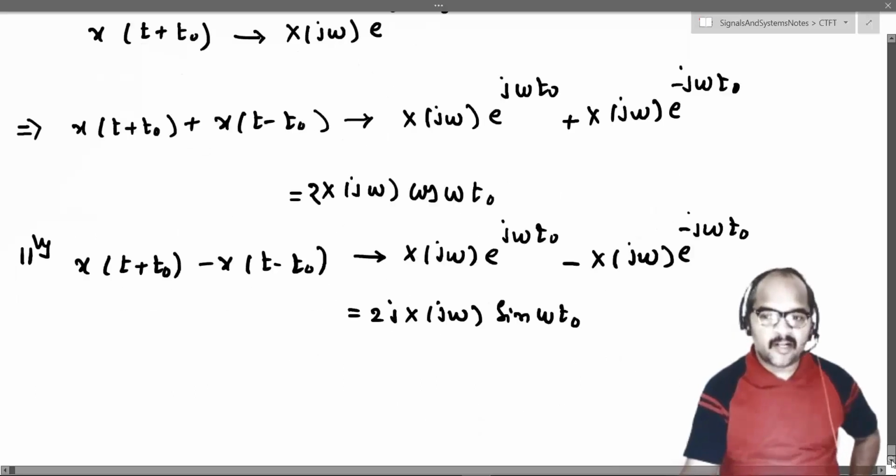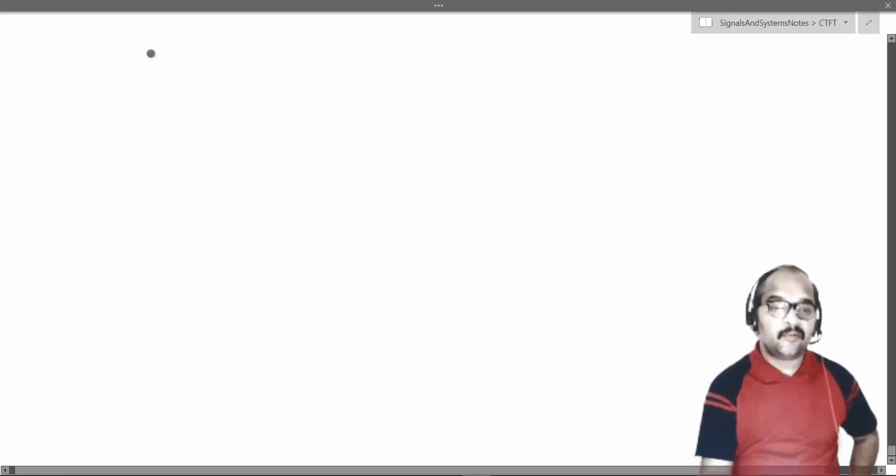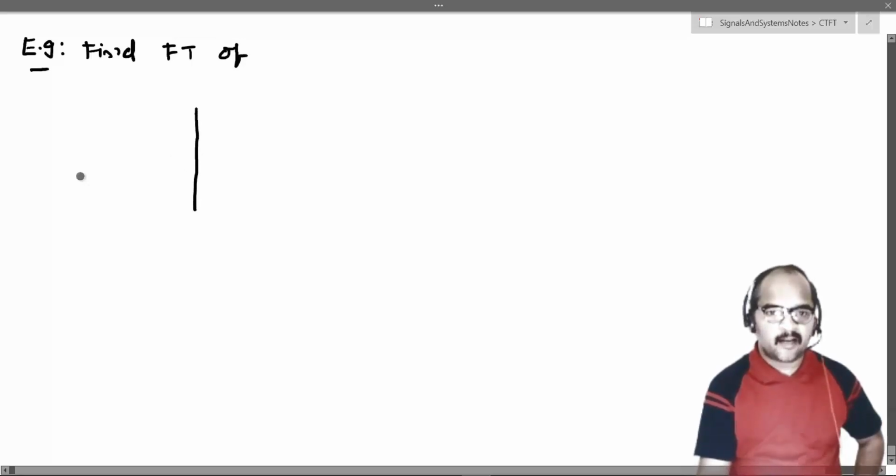Right, now let us take a few examples. Let's say we will take the very first example that we have seen. Let us try to find the Fourier transform of the following signals. First signal, we take our staircase signal which we have seen before.